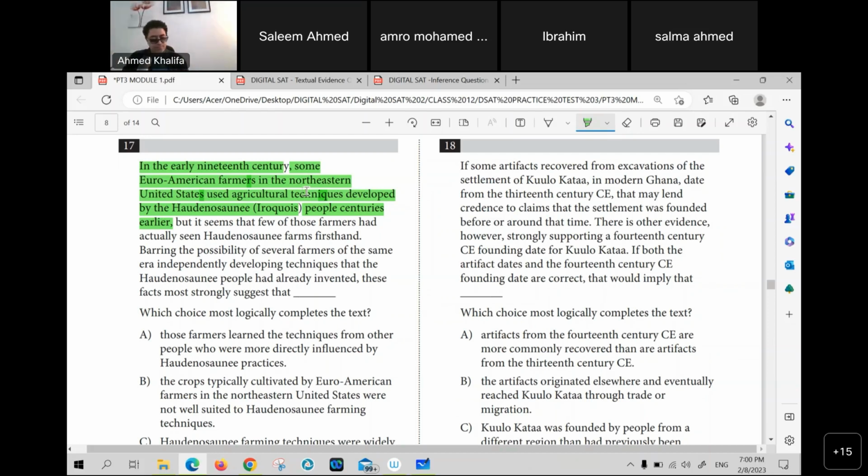Okay? This is one. But it seems that few of those farmers had actually seen Haudenosaunee farms firsthand. Very few of the Euro-American farmers. What does firsthand mean? They were contemporaries of them. Firsthand means observed directly. You understand what I mean? Very few of them. You understand the idea?